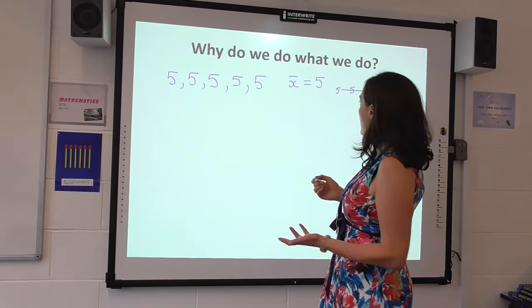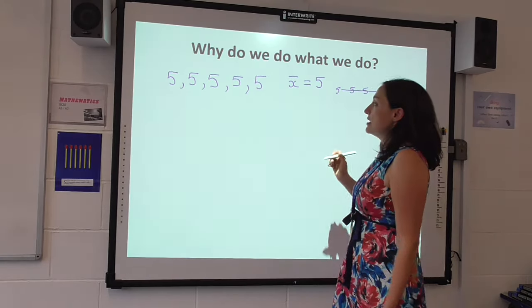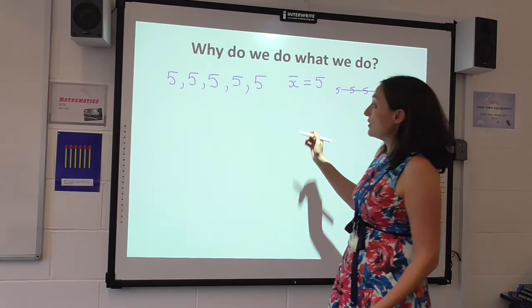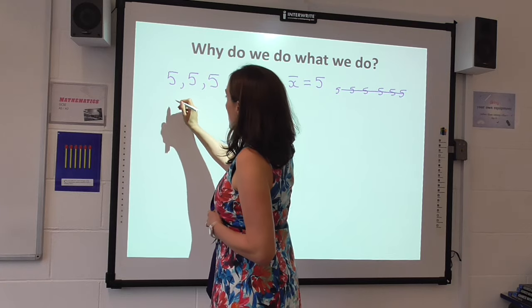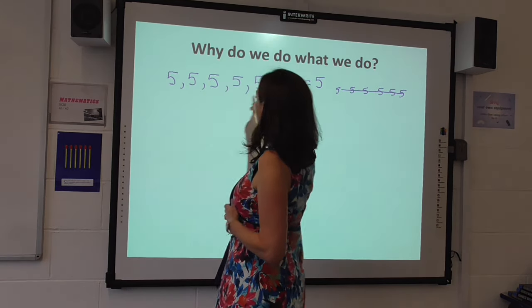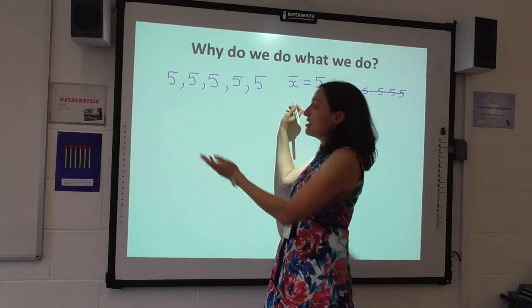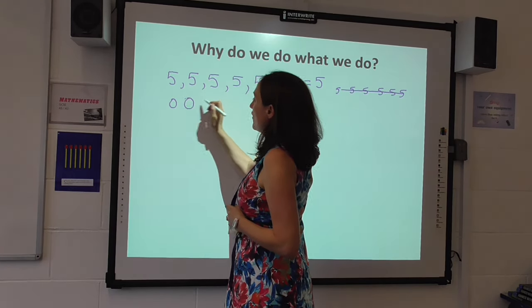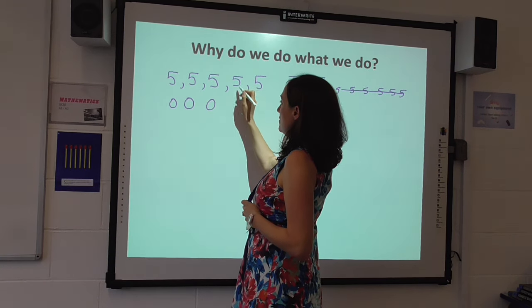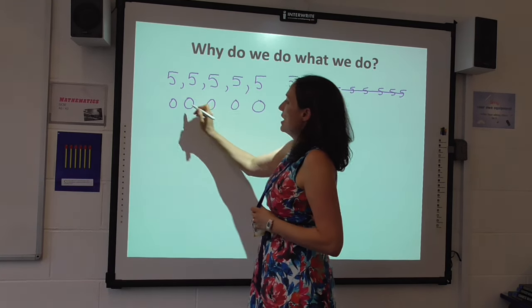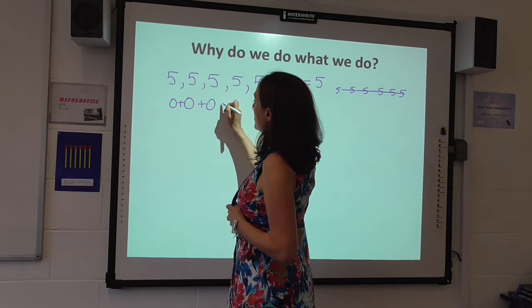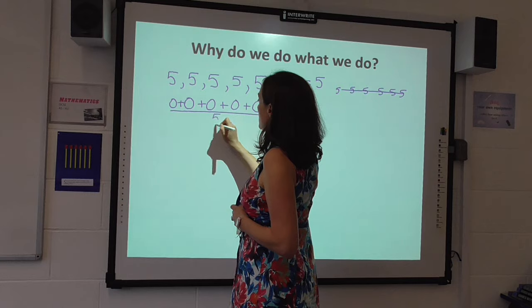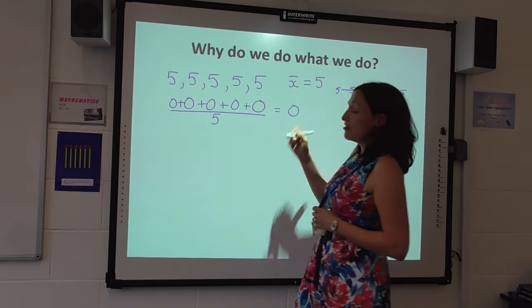Okay, so let's think about that. What we could do is we could say, well, okay, I'm just going to find out how far away the values are from the mean. So let's try 5 minus the mean, 0. 5 minus the mean, 0. 5 minus the mean, 0, etc. And say, well, okay, the average of those values is 0. That seems to work.